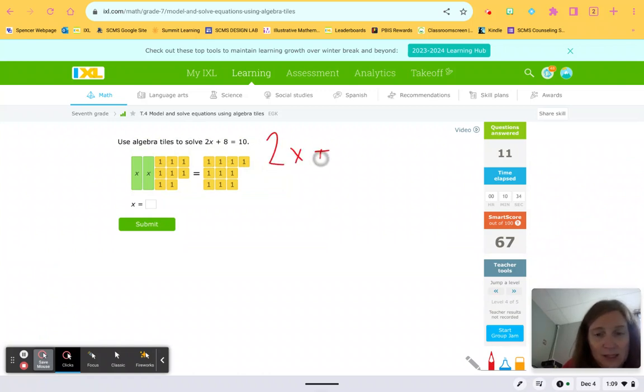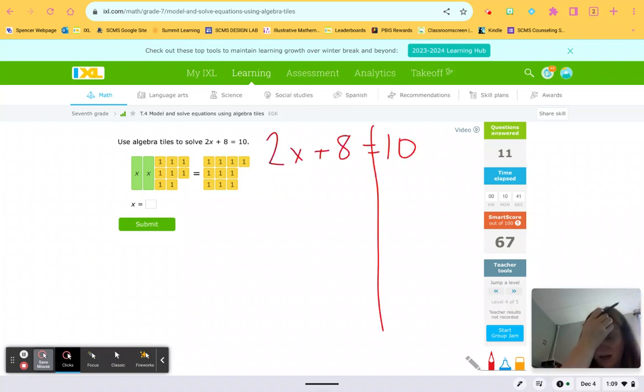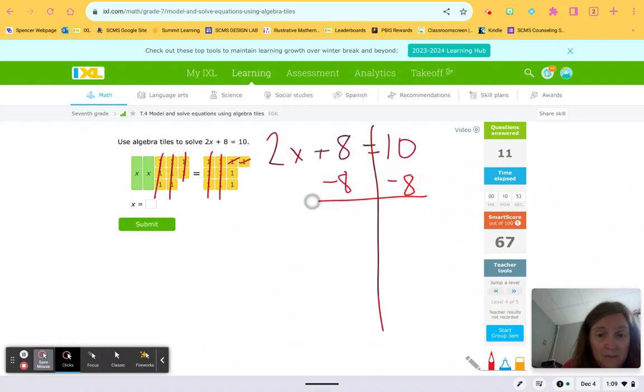2x plus 8 equals 10. So on the algebra side, the box side of it, we can get rid of these 8 by taking them away. So we're going to do it on this side. 1, 2, 3, 4, 5, 6, 7, 8. There's 2 left here. That makes sense.